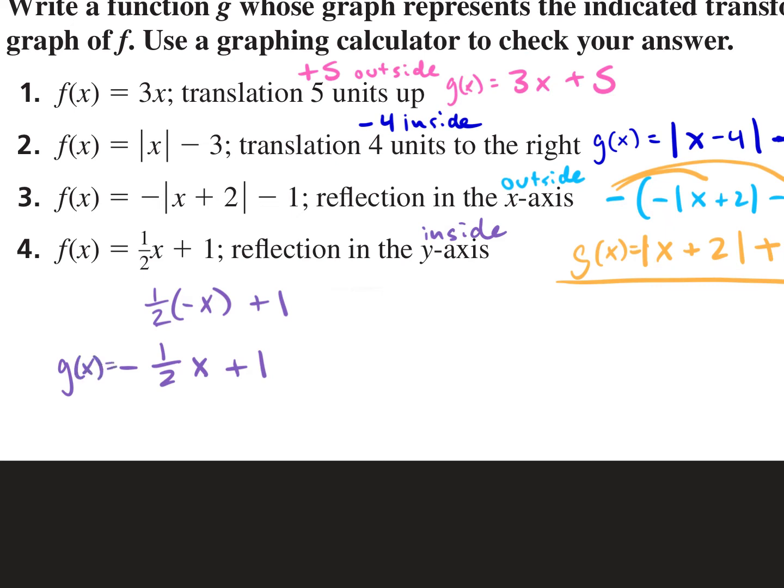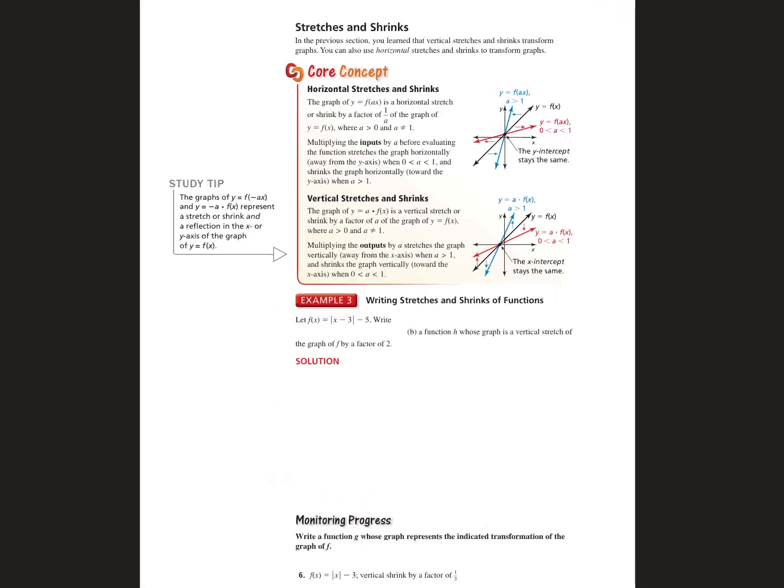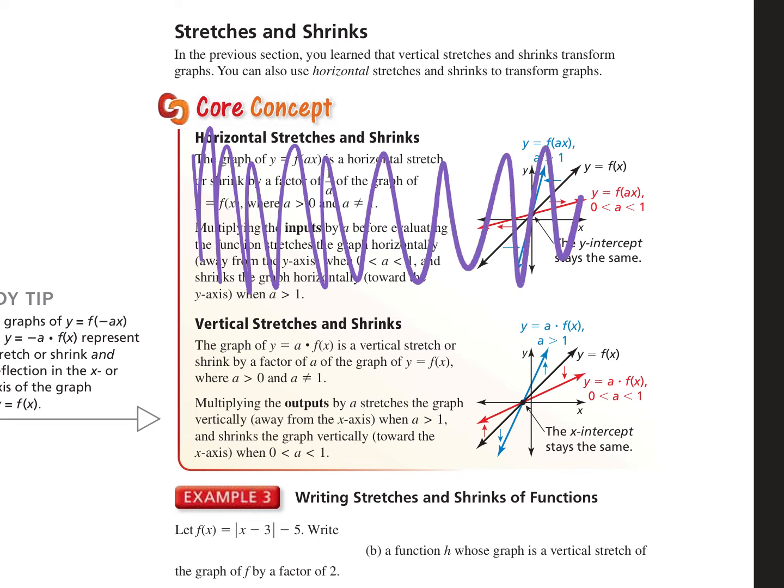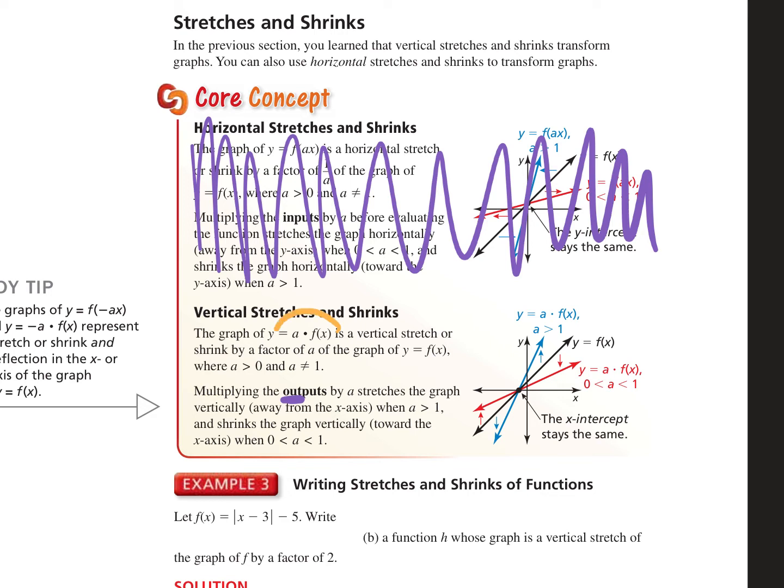All right, next, we're going to look at vertical stretches and shrinks. We can ignore the horizontal one for now. So just vertical stretches and shrinks. This gets multiplied to the outside. So I would just multiply it to the entire function. If I have two things inside the function, I would have to distribute it.